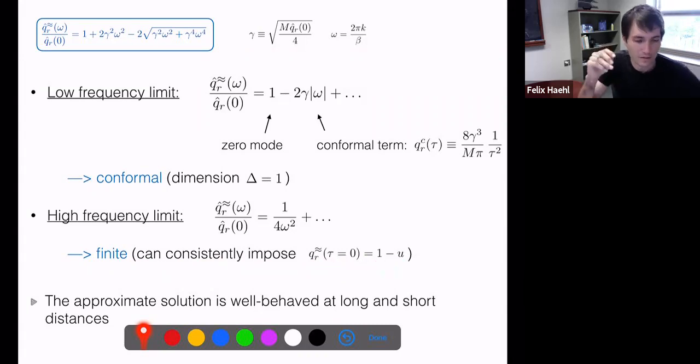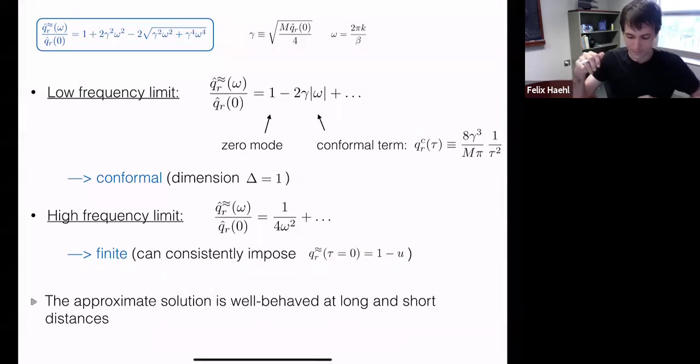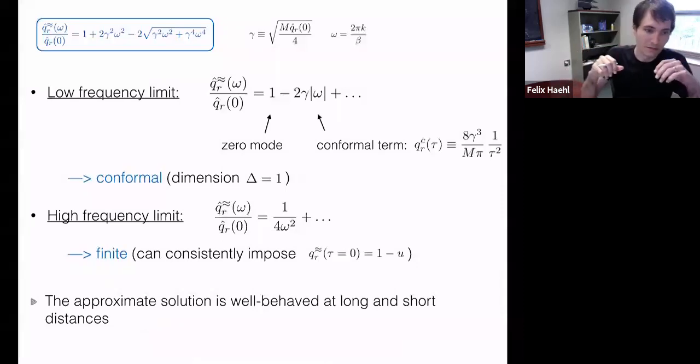Okay, so you can imagine that we have this approximate solution, and it's a good approximation both at high and at low frequencies.